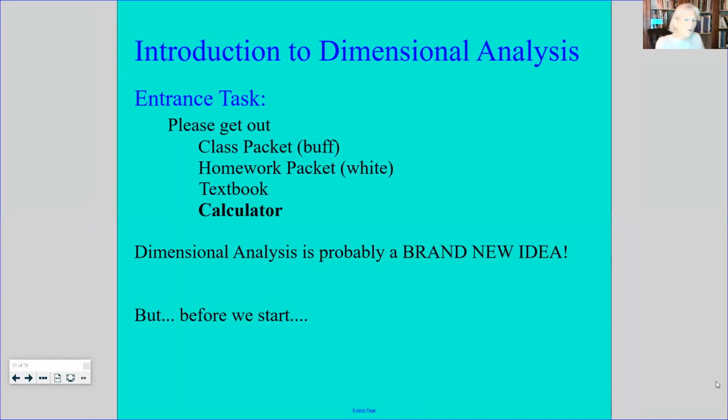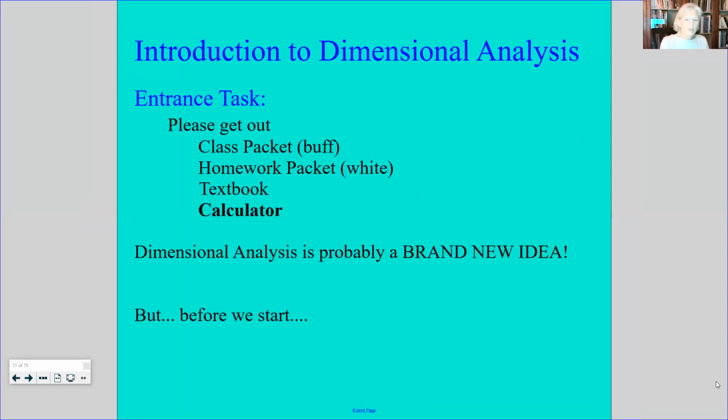What I'm going to be working with today includes the class packet, the homework packet, the textbook, and the calculator. You have to have a calculator out today. I fully realize dimensional analysis is a brand new idea. We can do this. I'll teach you why it's so valuable in science.